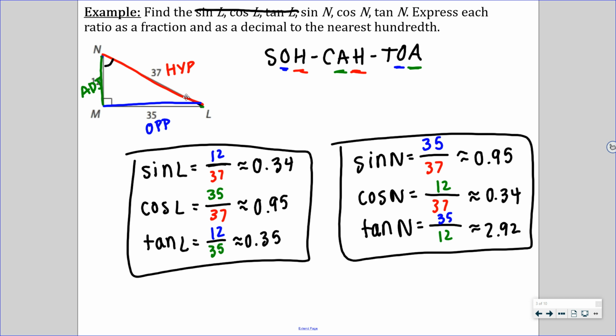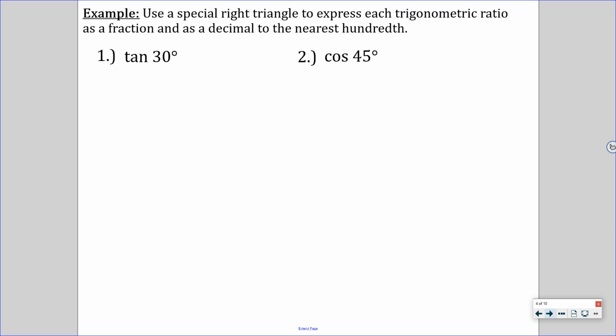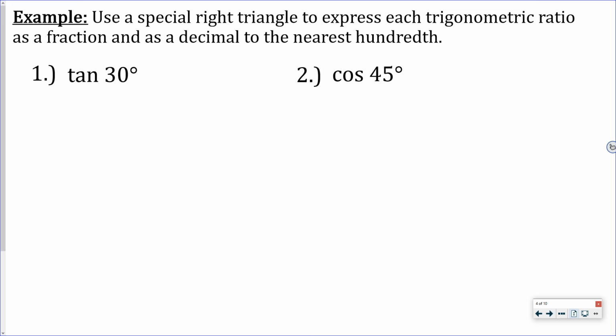All right. Ooh, these next problems are really fun. It combines what we talked about in 8.3 with SOHCAHTOA. It says, use a special right triangle to express each trigonometric ratio as a fraction and as a decimal to the nearest hundredth. Oops, I forgot to do this as a decimal. Oh well. So if I want to find the tangent of 30 degrees, this time they're telling me what the angle measure is. It's 30 degrees. So they said to use a special right triangle.